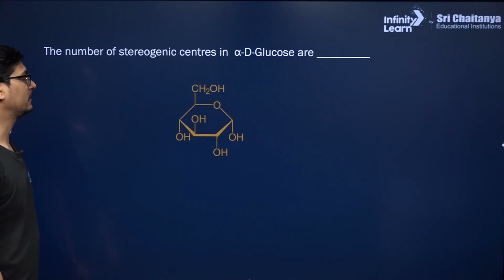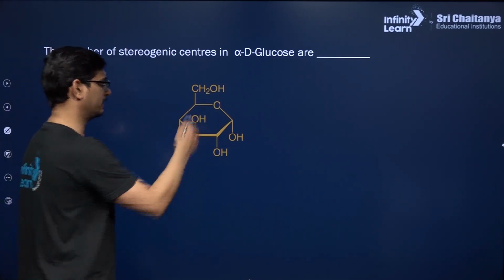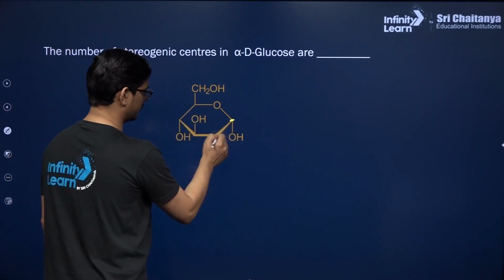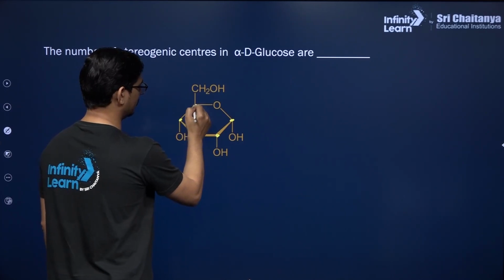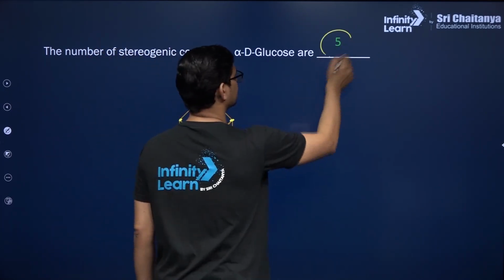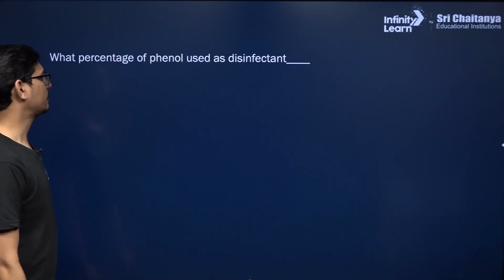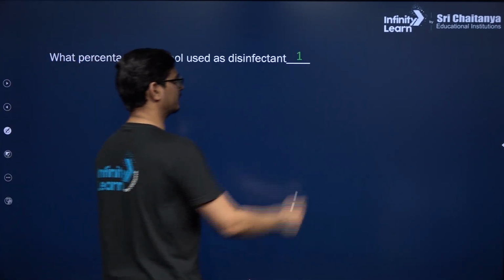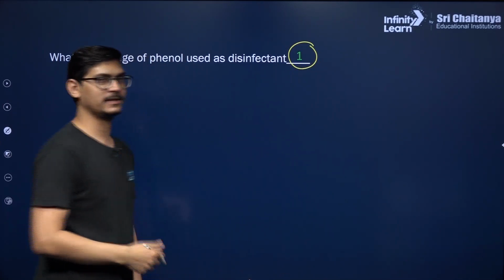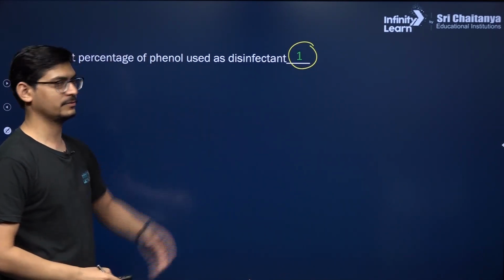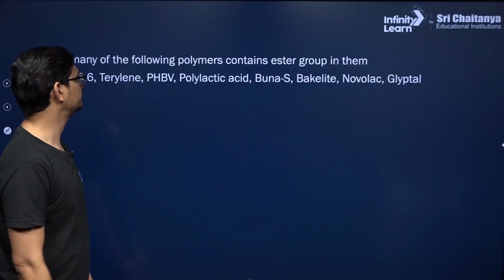Number of stereogenic centers in alpha-D-glucose. This is the structure of alpha-D-glucose: 1, 2, 3, 4 and 5. So how many stereogenic centers? 5, right, in the Haworth projection. What percentage of phenol is used as disinfectant? Memory based, 0.2% I think is used as antiseptic and 1% is used as disinfectant.